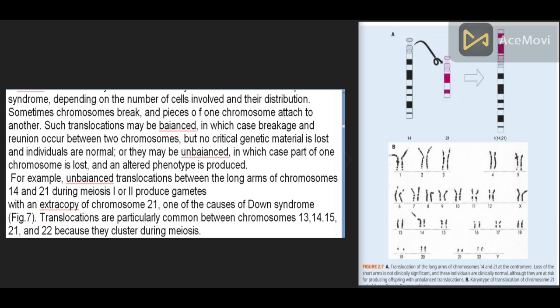Sometimes chromosomes break, and pieces of one chromosome attach to another. Such translocations may be balanced, in which case breakage and reunion occur between two chromosomes, but no critical genetic material is lost and individuals are normal, or they may be unbalanced, in which case part of one chromosome is lost, and an altered phenotype is produced. For example, unbalanced translocations between the long arms of chromosomes 14 and 21 during meiosis I or II produce gametes with an extra copy of chromosome 21, one of the causes of Down syndrome, Fig. 7. Translocations are particularly common between chromosomes 13, 14, 15, 21, and 22 because they cluster during meiosis.